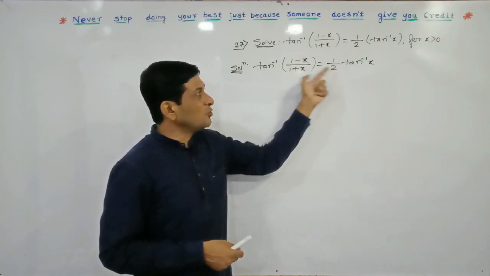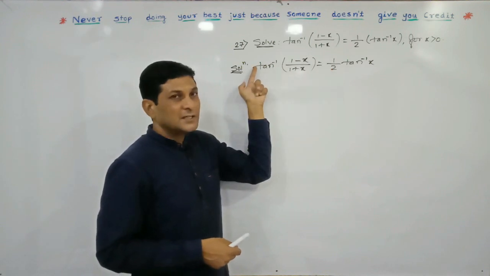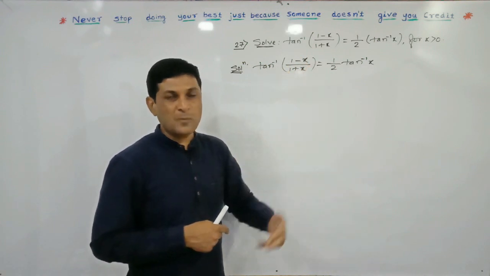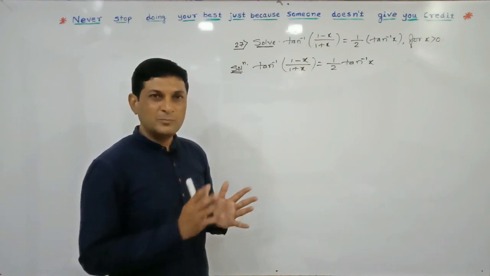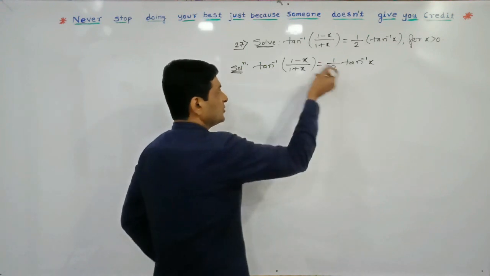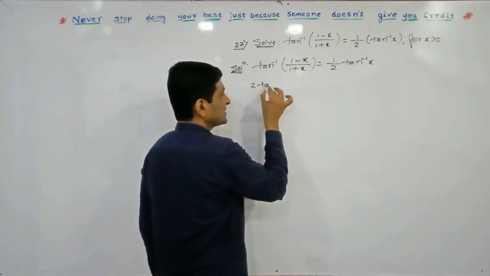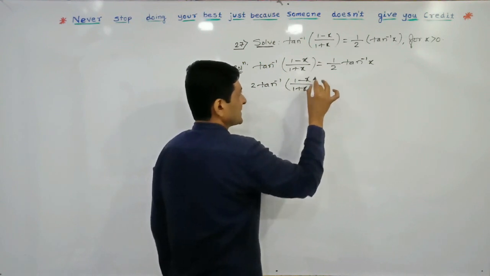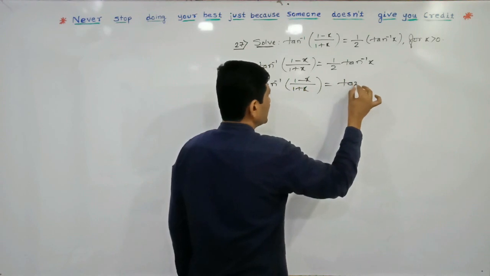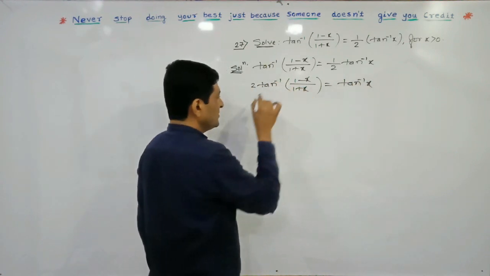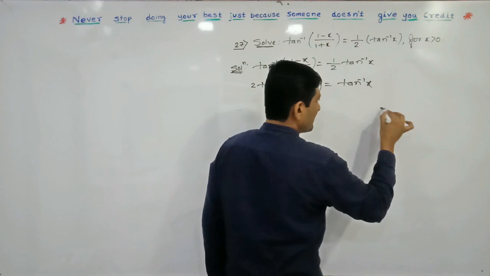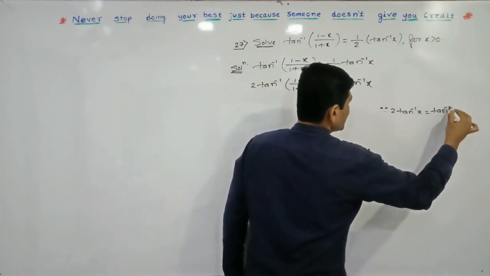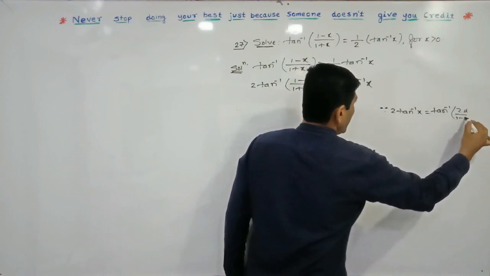So a better way: take 2 on this side. If we take 2 on this side, the expression on this side is in the form of 2 tan inverse of x, and we have one property to find out the value of 2 tan inverse of x. So we are taking 2 on this side, so 2 will get multiplied on this side. So 2 tan inverse of 1 minus x upon 1 plus x is equal to, on this side, the remaining term is tan inverse of x. So here we are applying the property. Which property are we applying here? 2 tan inverse of x is equal to tan inverse of 2x upon 1 minus x square.